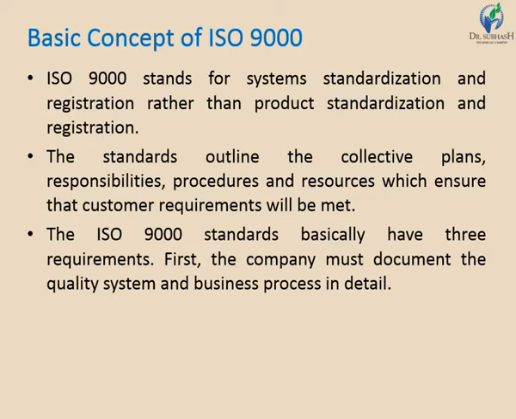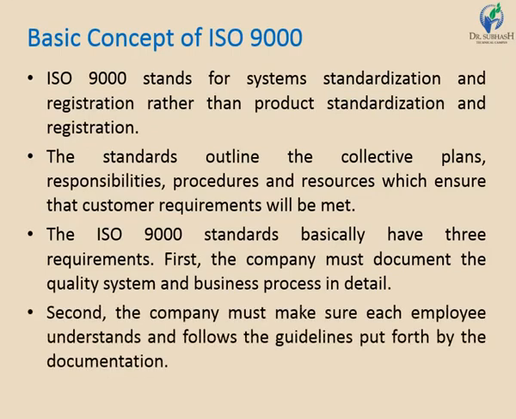business process in detail. Second, the company must make sure each and every employee understands and follows the guidelines put forth by the documentation. So the company's employees, each and every one, must understand and follow the guidelines that have been set by the documentation. So whatever has been given in the documents, ISO expects them to understand thoroughly, completely, and they expect them to follow the guidelines.